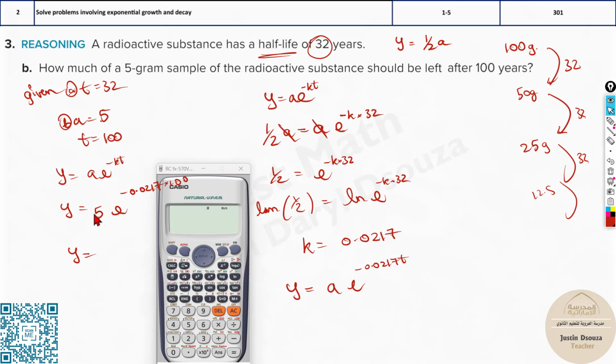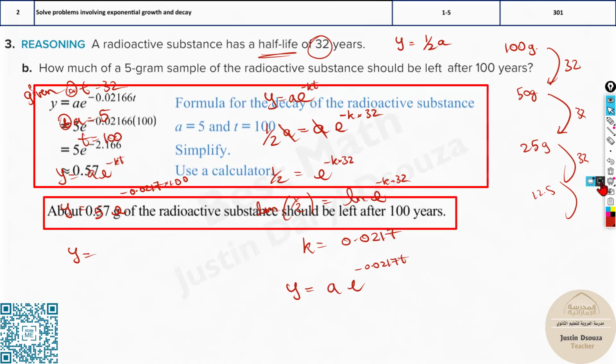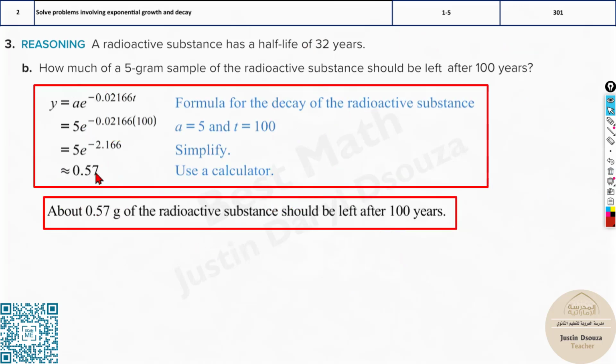Here, remember, there is no variable, like x on the other side of the equal to. So you just put this entire right side in the calculator without any variables. So it's minus 0.0217 multiplied by 100. So here we get 0.57. So that is what remains. If you have a 5 gram sample right now, after 100 years for this particular condition, only 0.57 grams will remain. So that will be the answer. See, 0.57.